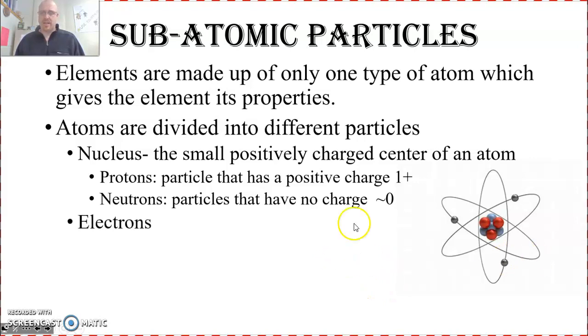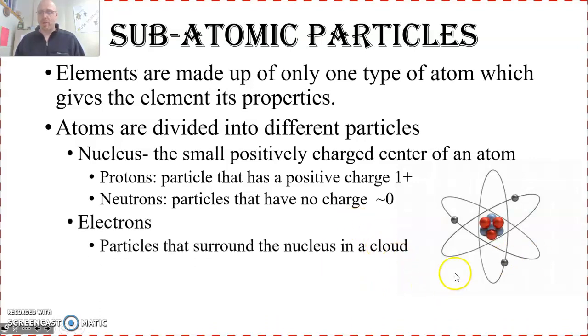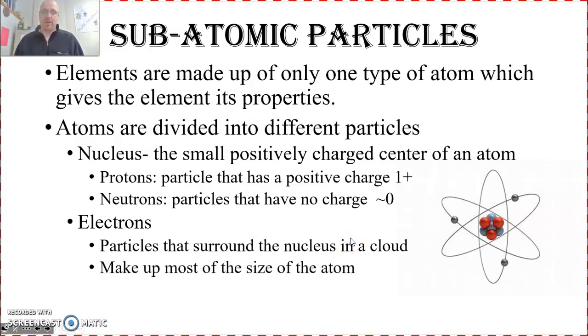And on the outside, we have electrons. These are the particles that surround the nucleus in a cloud. Some of the atomic models that we use show these nice little circular hoops where electrons zing around. And now we know that it's not exactly accurate or true. They actually surround the nucleus in a cloud type pattern. They're just kind of everywhere. And they make up most of the size of the atoms. Most of the size is the electron cloud.